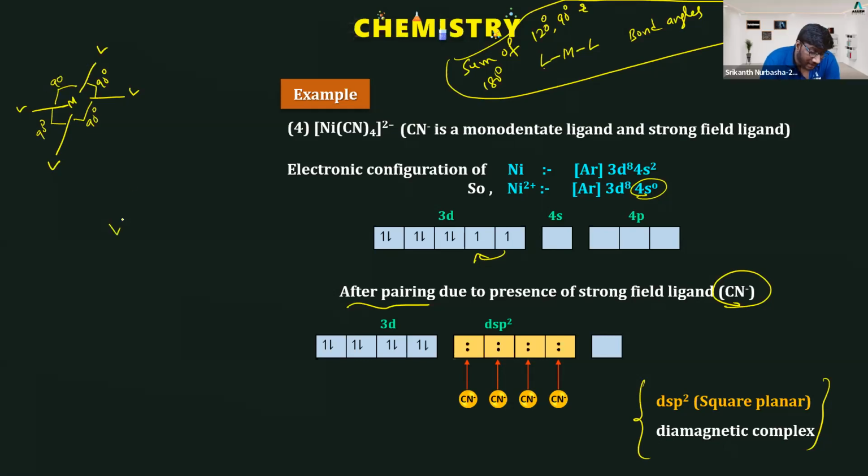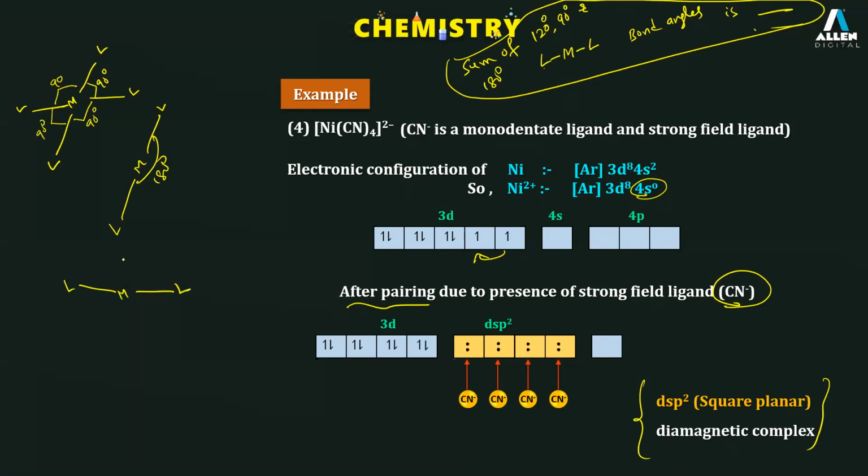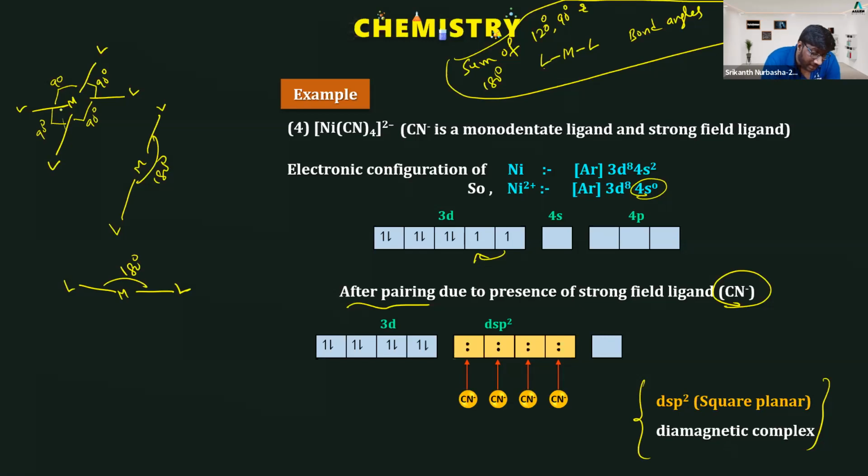So, can I say ligand, metal, ligand, this is 180 or not? Yes, sir. Ligand, metal, ligand, this is also 180. So, can I include again this angle as 180? Or since I have already taken this angle as 180, that is also included automatically.